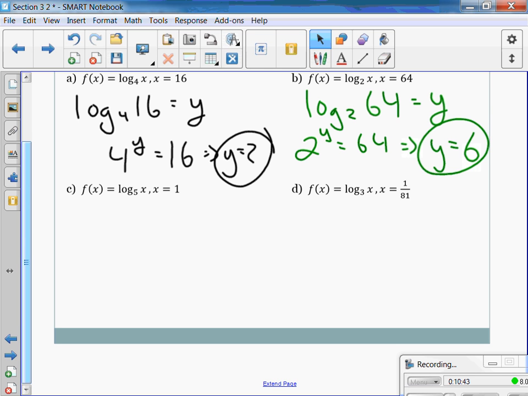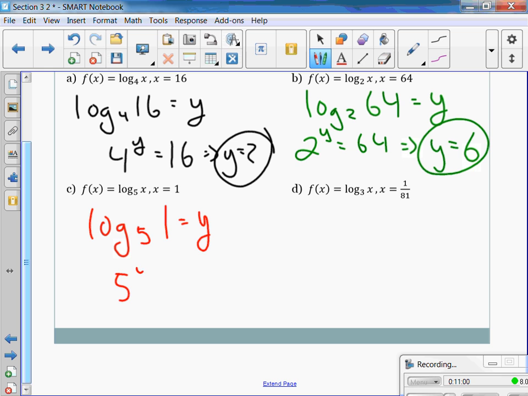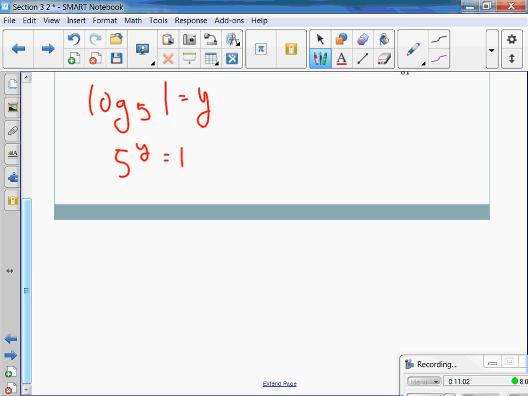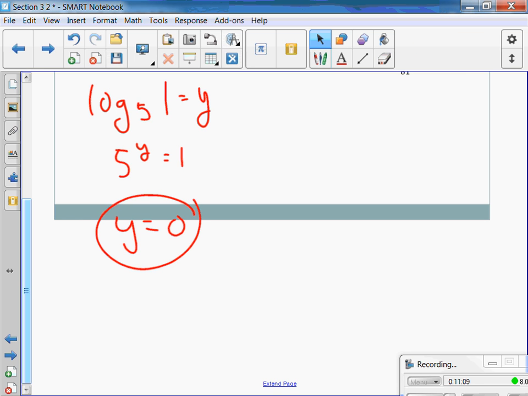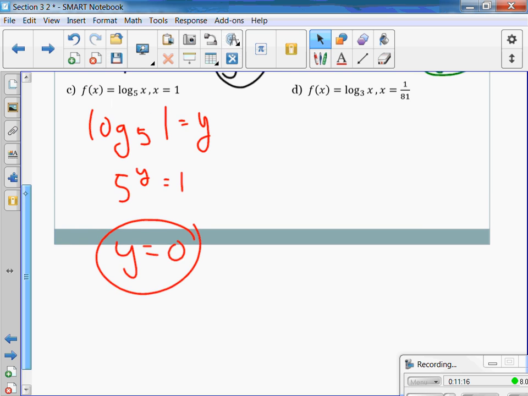Log base 5 of x, where x is 1, and we're asking for log base 5 of 1. So 5 to the y equals 1. Y equals 0. Absolutely. Skill said there's only one exponent where I'm going to wind up with a value of 1, and that is where y is equal to 0. So here, log base 5 of 1 is equal to 0.